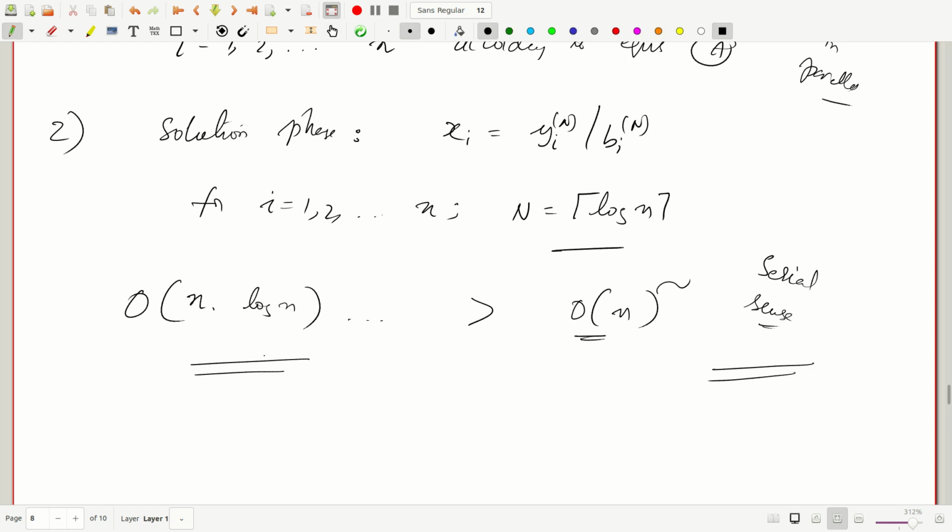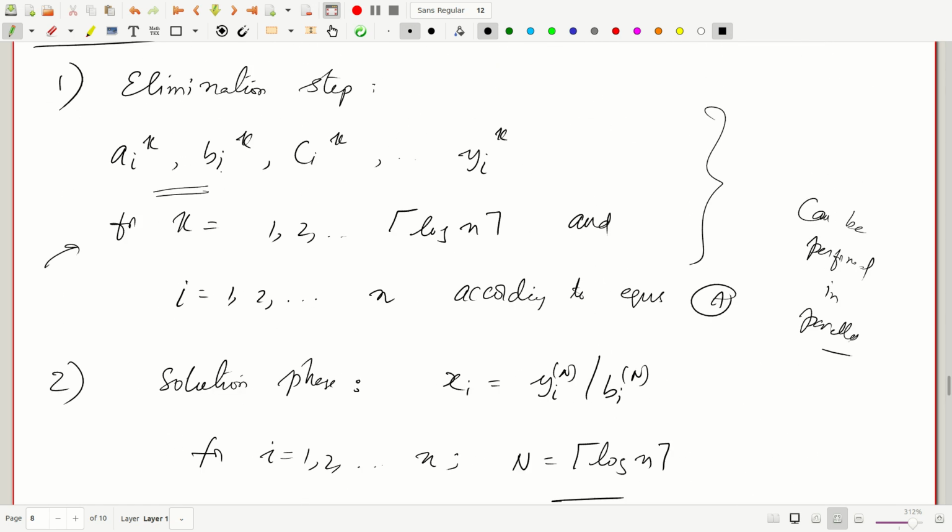Of course there is also a little bit of increase in memory, because now we will also allocate values for a_i^k, b_i^k, c_i^k for each of the steps. So there is an increase in memory as well. But this is one of the algorithms that is used in computations when it comes to solving parallel tridiagonal matrices or systems.